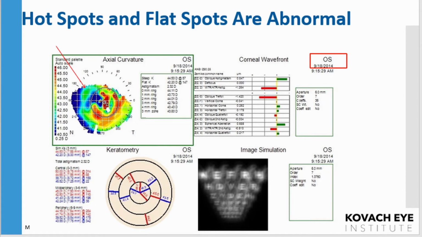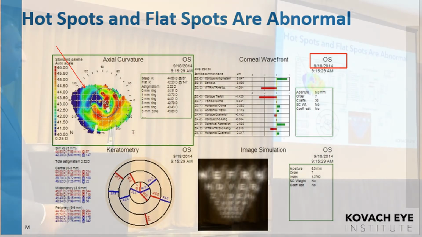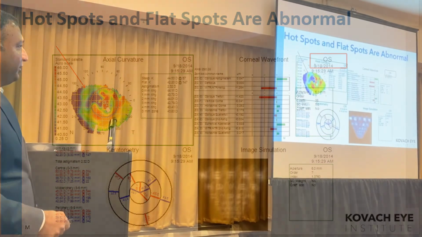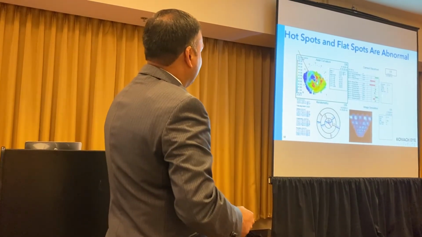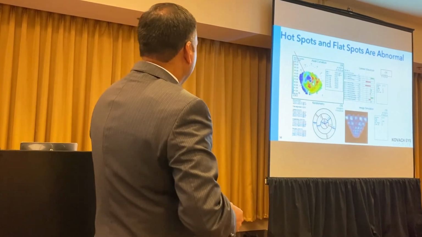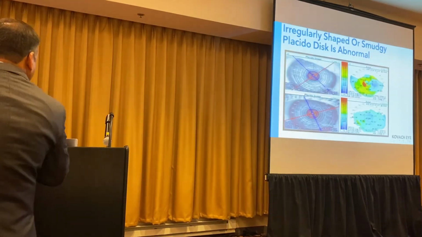So what do you guys think? Is this a good topography, bad? Is this regular, irregular? What do you think? Anyone want to take a stab at this? What's that? Weird, right? Not good. Not regular. So we have all these hot spots and flat spots. The red is hot, the blue is flat. We have a simulation of how the patient's seeing. And we have some astigmatism here, some higher order aberrations. But just looking at the cornea, we know it's not good.